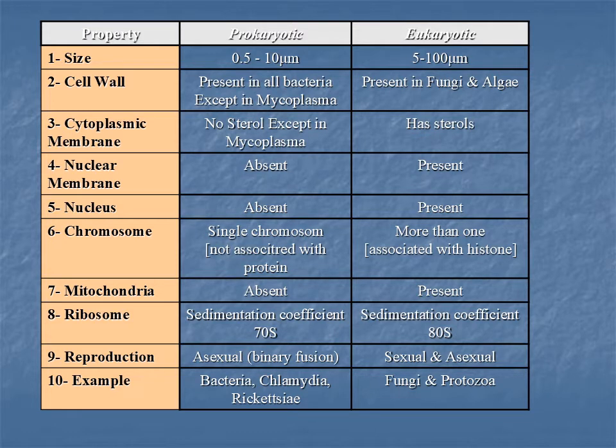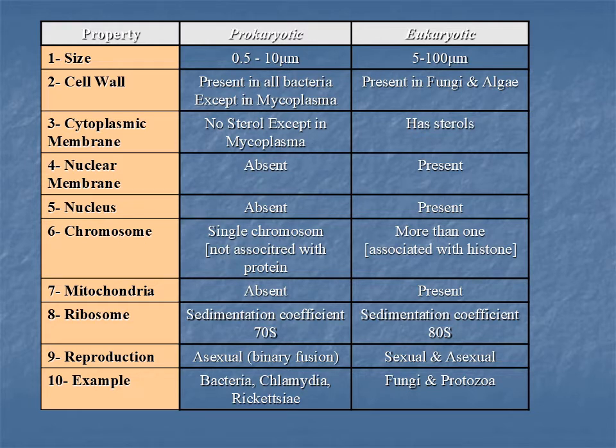On this slide you can see the table comparing prokaryotic and eukaryotic microorganisms. Different size. You can see that the cell wall is present in both cases, except Mycoplasma in the case of prokaryotic bacteria. The cytoplasmic membrane is present in both cases but contains sterols in eukaryotic microorganisms and is absent in prokaryotic. The only exception is Mycoplasma.